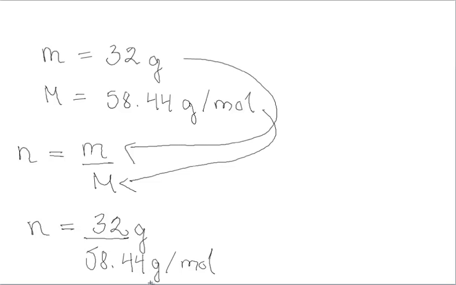And then when I divide 32 gram with 58.44 gram per mole, I get the answer of 0.5476 mole. And I also see that in the end I will have mole.